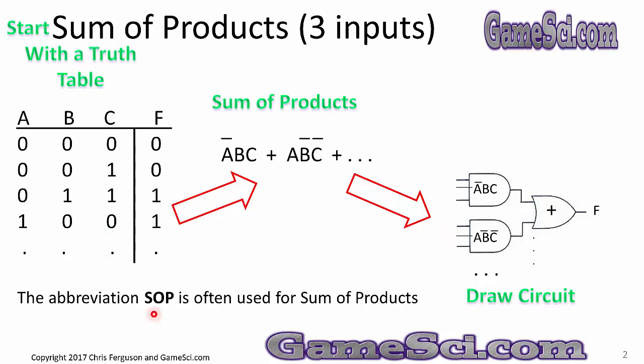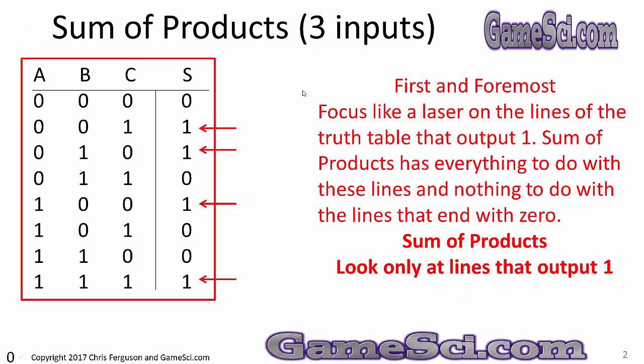The abbreviation SOP is often used for sum of products. First and foremost, focus like a laser on the lines of the truth table that output 1. Sum of products has everything to do with these lines and nothing to do with the lines that end in 0. Sum of products says look at the lines that output 1. These are all the lines of the truth table that output 1. When I'm doing sum of products, focus on those lines and those lines only.